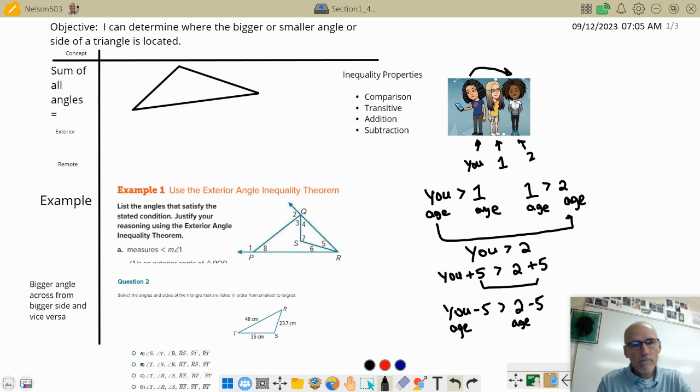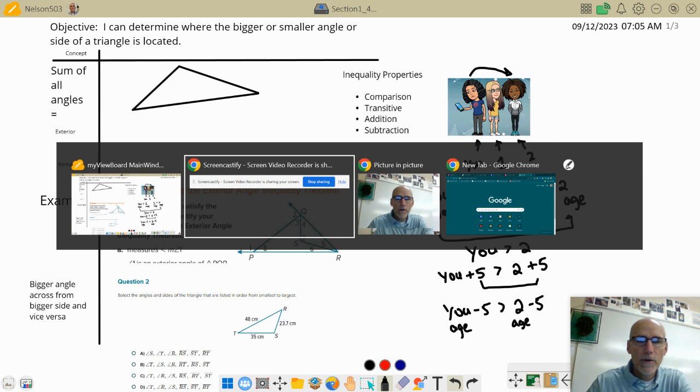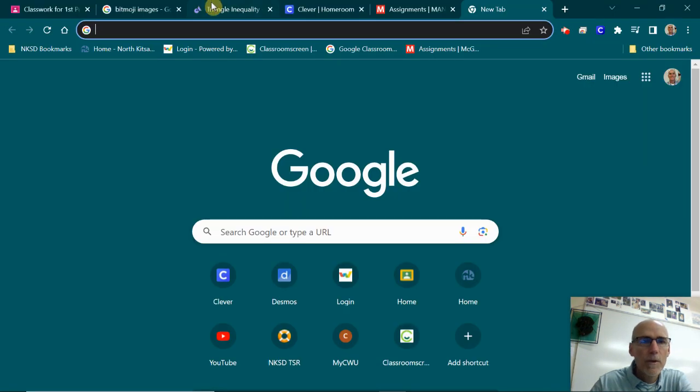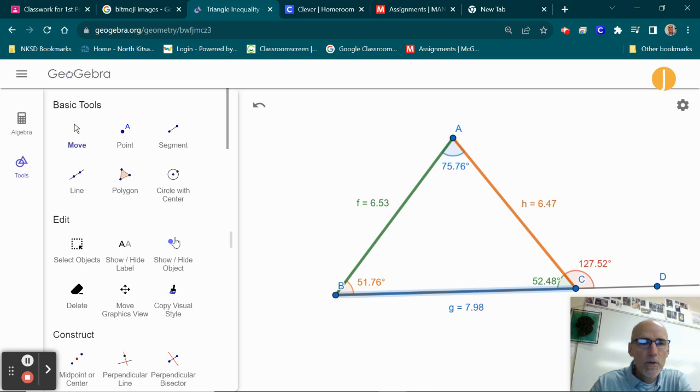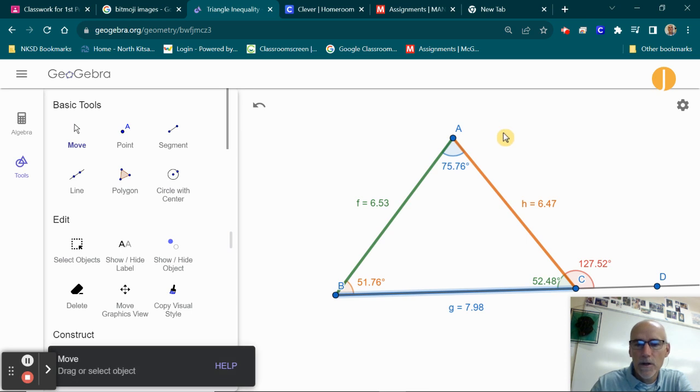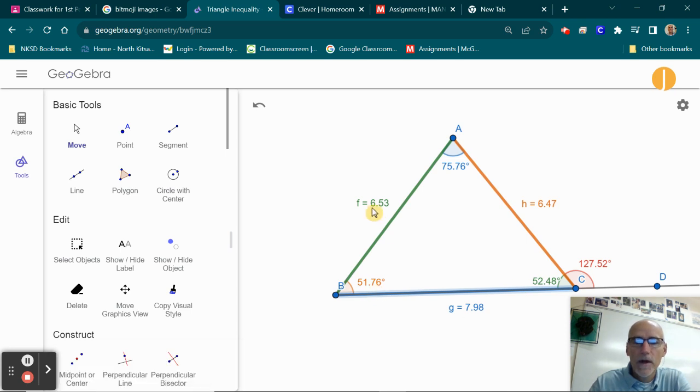Well, here's a kind of an interesting idea. If we look at GeoGebra for a second, I want to flip over to GeoGebra, and I'm going to ask people in class today to investigate this triangle that I've shared with them. It's attached to our Google Classroom assignment. So you see that each one of the angles are a different measure, and you see that each one of the sides are a different measure, right?